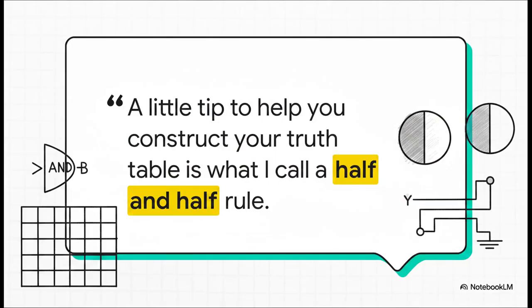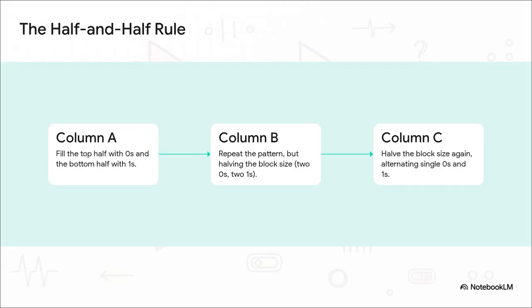Now, trying to write out all 8 combinations without missing one or accidentally repeating one, it can be tricky. But there's a fantastic little trick for this, which the Engineers Academy calls the half and half rule. It's a completely foolproof way to get it right every single time. Here's how it works. It's super easy. In our first column, A, we've got 8 rows, right? So we just fill the top half with 4 zeros and the bottom half with 4 ones.